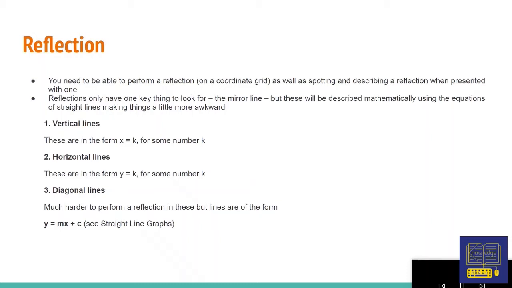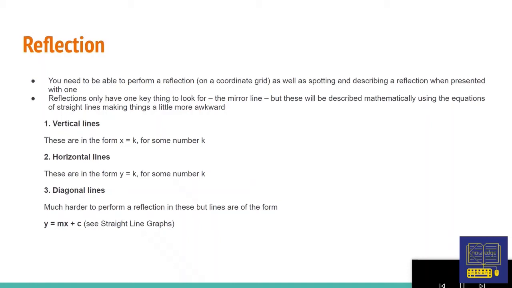Now first, vertical lines. These are in the form of x equals k for some number k. Second is horizontal lines. These are in the form of y equals k for any number k. I guess this is easy to imagine, as you can picture it on an x and y graph. The horizontal line will be parallel to the x-axis and the vertical line perpendicular to the x-axis.